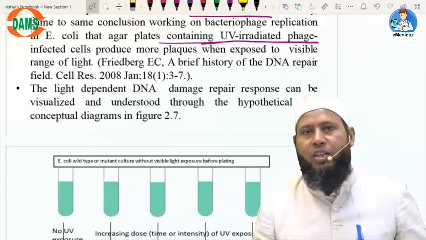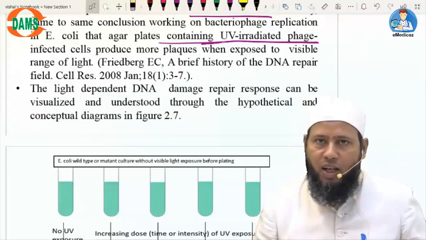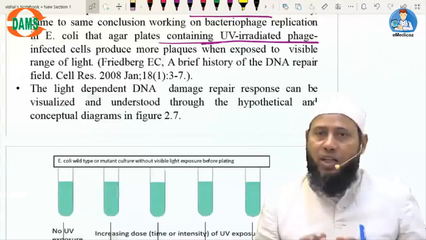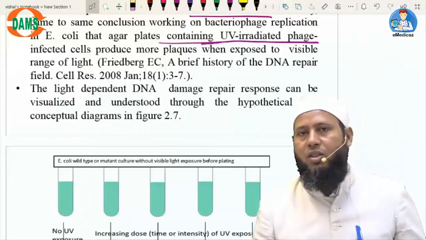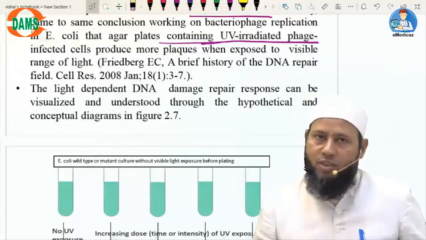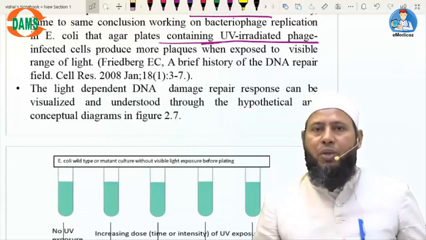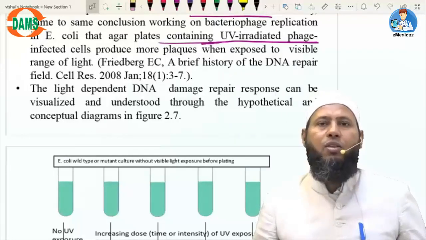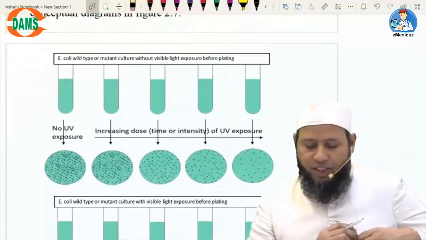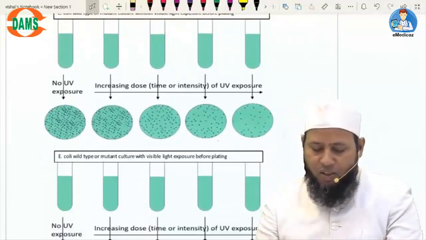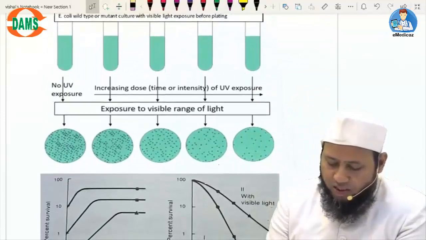They did many experiments, and from their experiments they came to know that light has a protective effect. It repairs the DNA damage generated by UV radiation or some chemicals, and because of the light exposure, the survival of the cell increases. So basically they did similar experiments to what you see here.